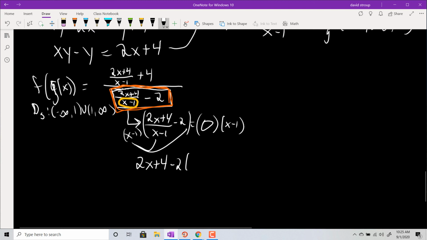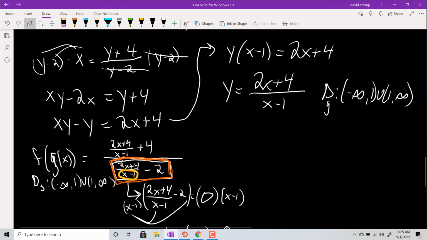Sorry. So negative 2 times x minus 1, and on the right-hand side you have 0. So it would be 2x plus 4 minus 2x plus 2 is 0. And the 2x's cancel, and you get 6 is 0. In other words, it's never equal to 0. There's no solutions to that thing.